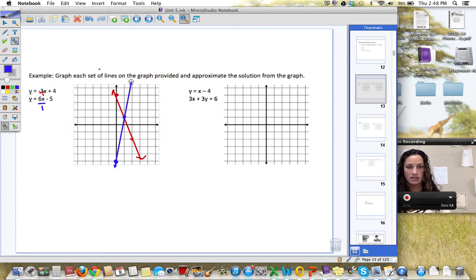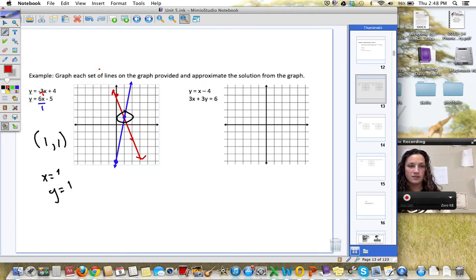So that's where those lines cross. And if I look, my point of intersection is right there. And that coordinate point, my x value is 1, and my y value is 1. So that would be my solution. Or I can even say x equals 1, y equals 1, same thing.